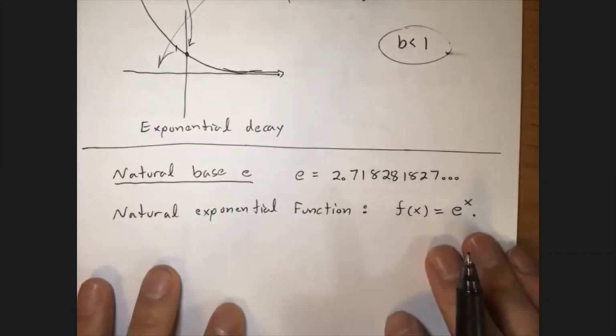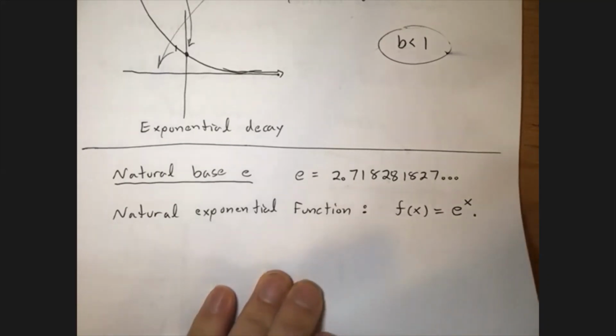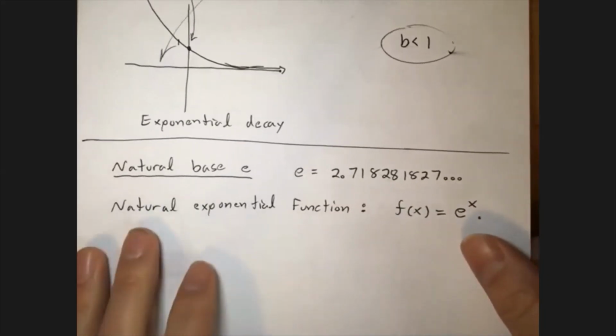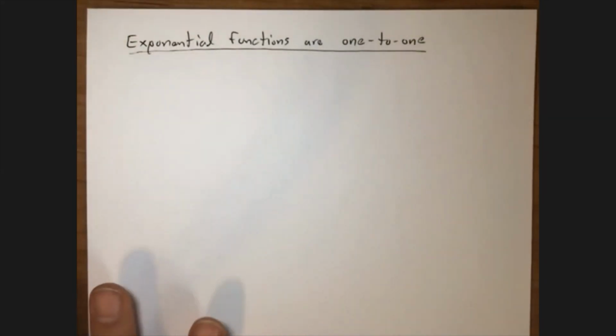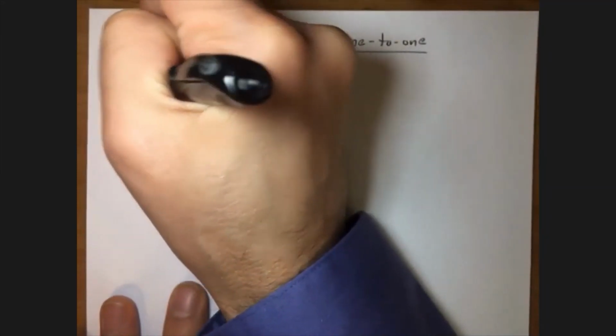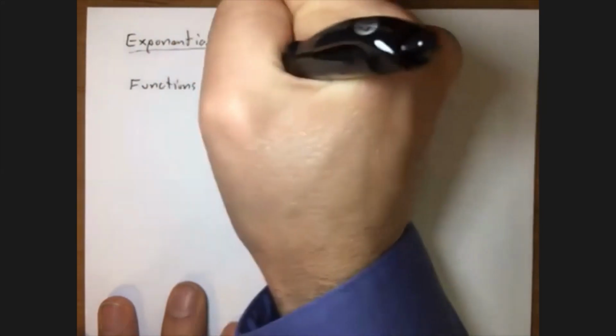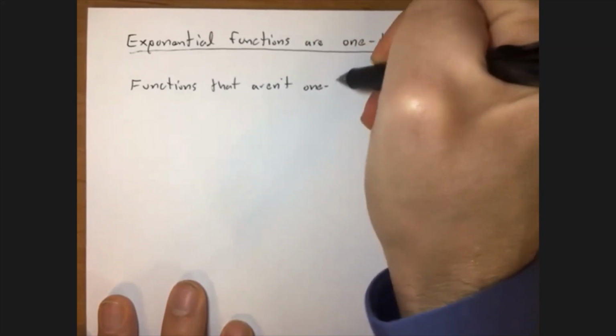Another fact about exponential functions that we need to discuss is the fact that exponential functions are one-to-one functions. And this is going to help us solve equations involving exponential functions. So exponential functions are one-to-one. What does that mean? Well, let me show you some functions that aren't one-to-one, and then maybe that will help elucidate what we're talking about here. So, functions that aren't one-to-one.